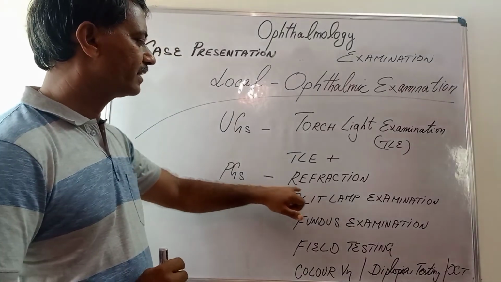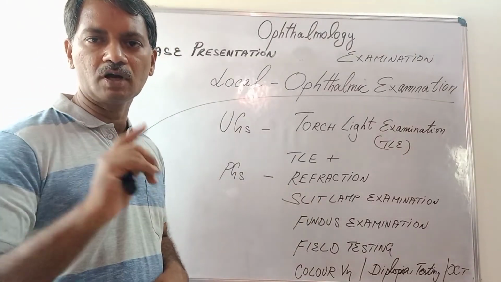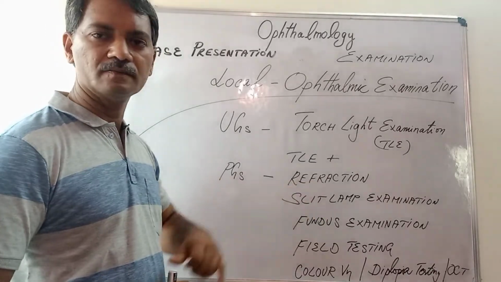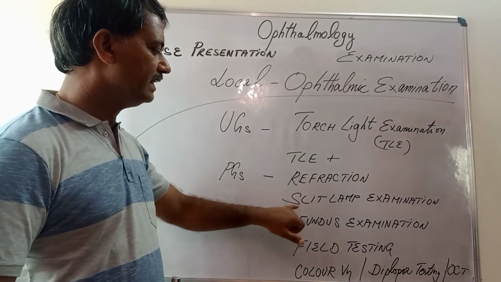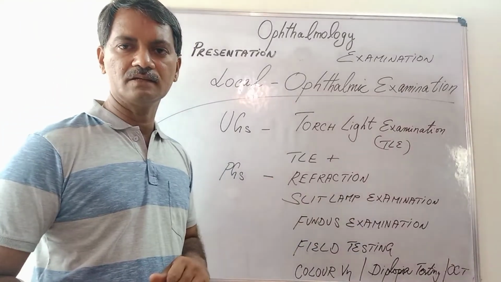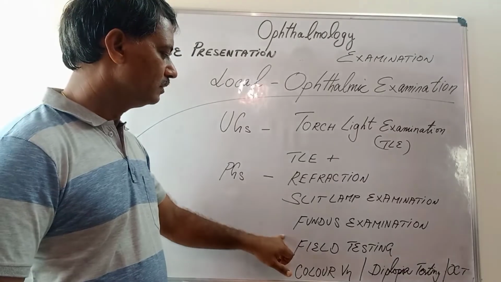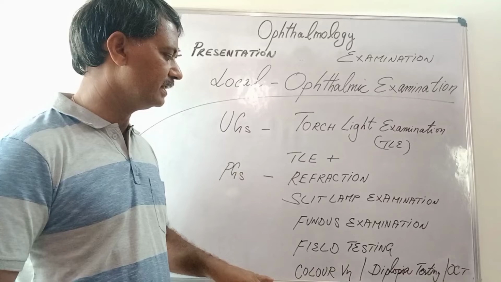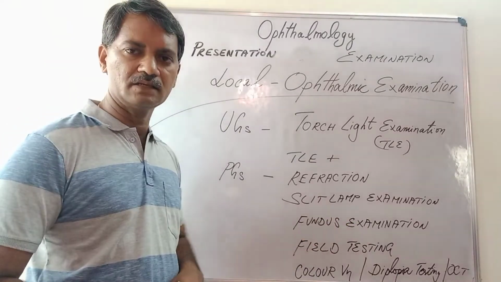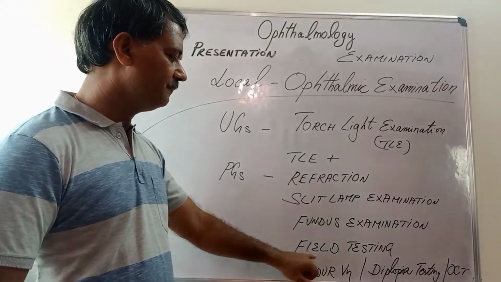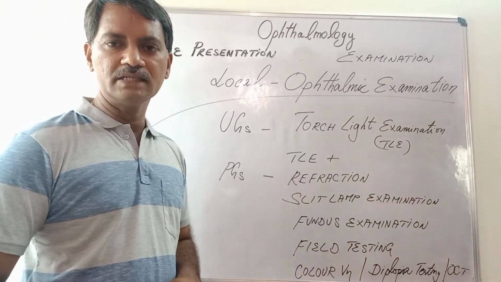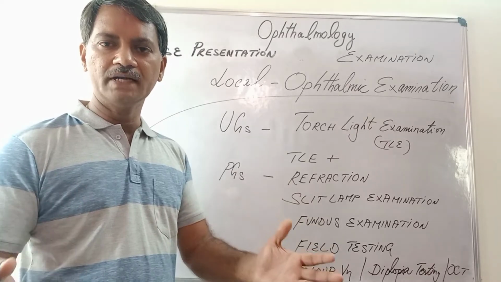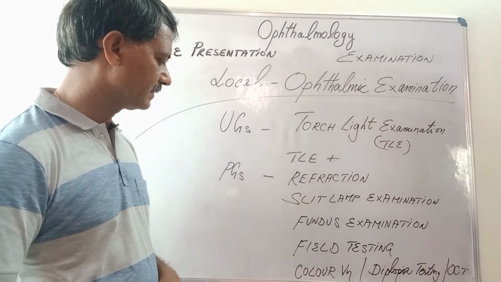They have to do a refraction. If the visual acuity is not good or if it is less than normal, they have to do a refraction. They have to do a detailed slit lamp examination. They have to see the fundus, retina, optic nerve and vitreous in the fundus examination. They have to do a field testing. Field testing can be done using screens, confrontation or perimetry.